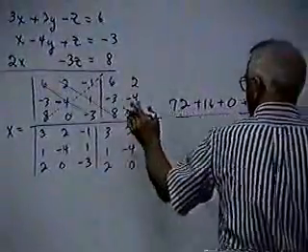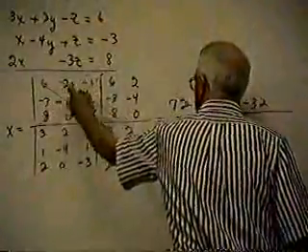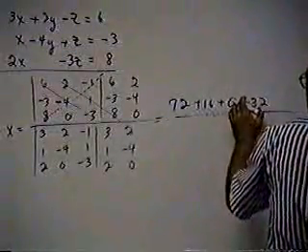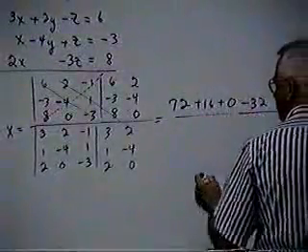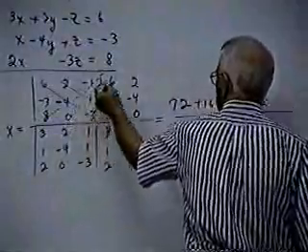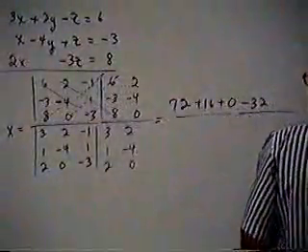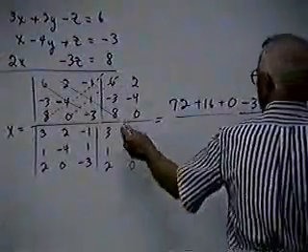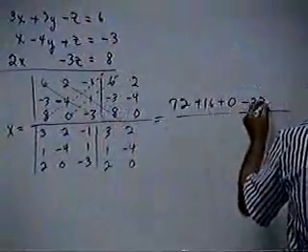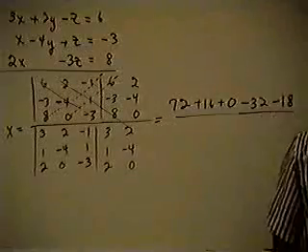I'm sorry, we change the sign now. Remember, when we multiply up, that's a positive 32, so we have to change it to a negative 32. Multiplying up here is 0, and multiplying up here is a positive 18. Okay, but remember, again, we change it to a minus 18.